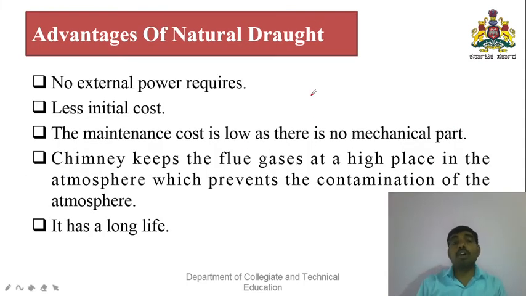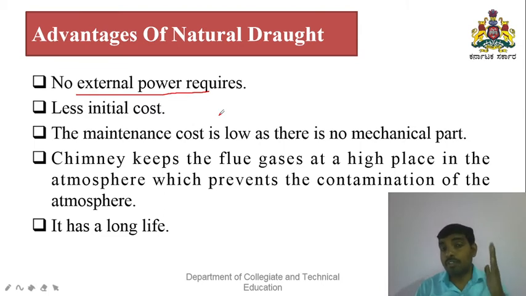Let's take a look at the advantages of using natural draught. First, no external power is required. No external agency or device is required to flow the flue gases out of the boiler, so it is free from external devices or power. It minimizes extra consumption of electricity. There are no other devices like blowers or fans, so fewer instruments are used. Therefore, it has a lower initial cost.